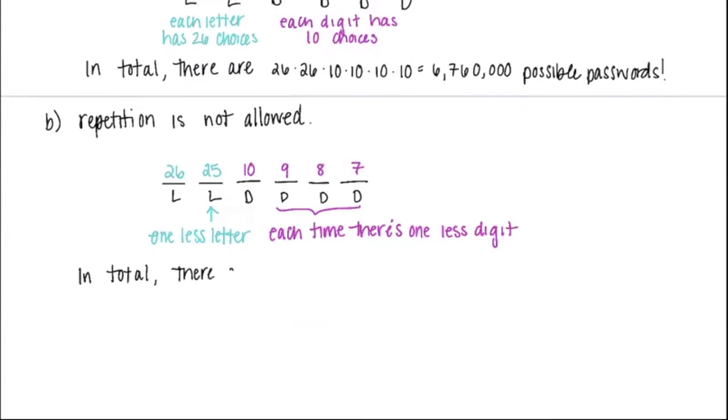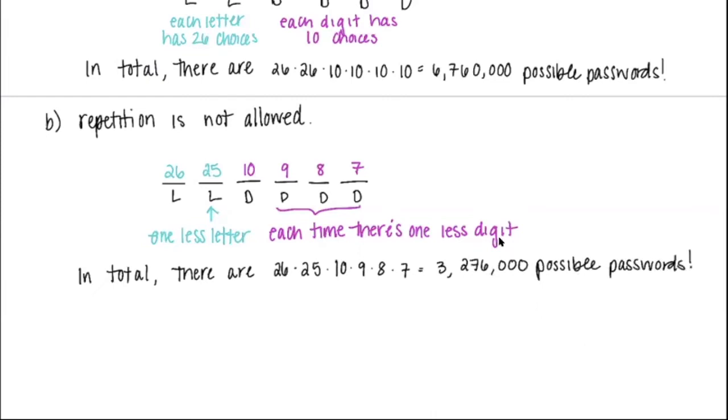So there are 26 times 25 times 10 times 9 times 8 times 7. And now you don't have nearly as many possible passwords. It cuts it down really in half to 3,276,000 possible passwords. So a lot less. Okay.